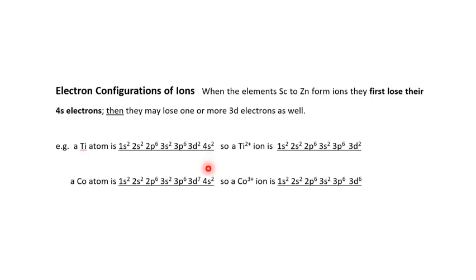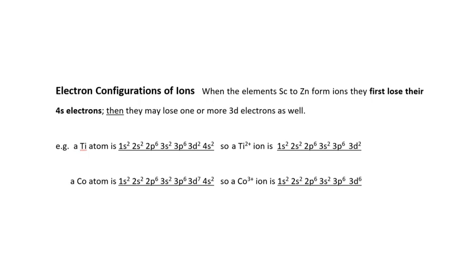Here's cobalt, which is an example. So we've got 3d7 4s2 as an atom, and now we're looking at the cobalt 3+ ion. So to achieve 3+, you first have to remove those two 4s electrons, but then you have to remove one of the 3d electrons as well. So you've lost 3 electrons altogether. What you end up with is 3d6 rather than 7, and you've lost the 4s.